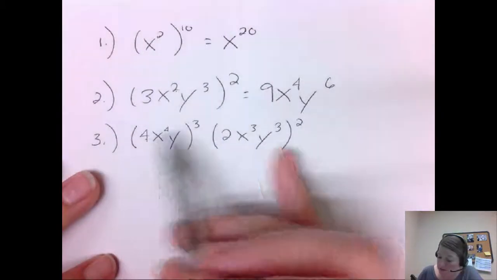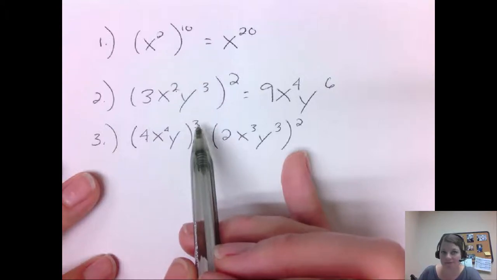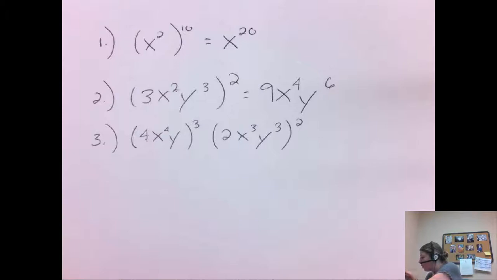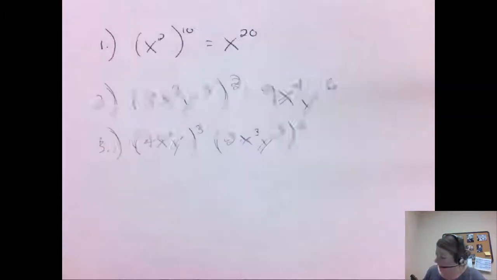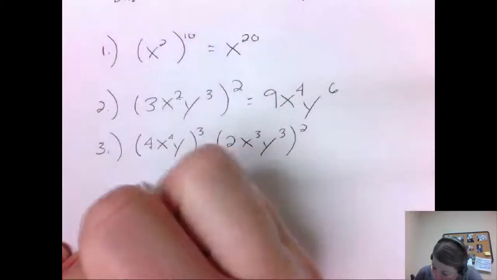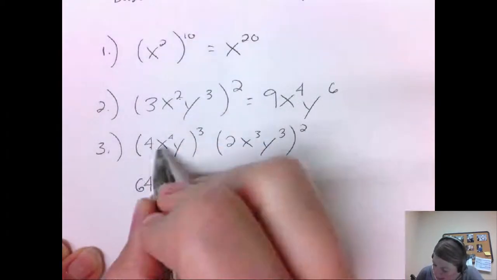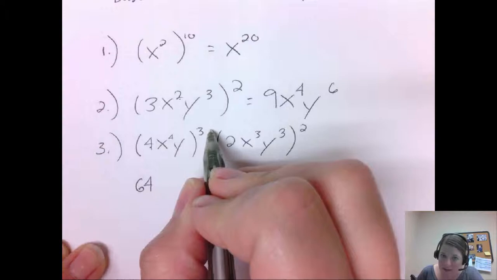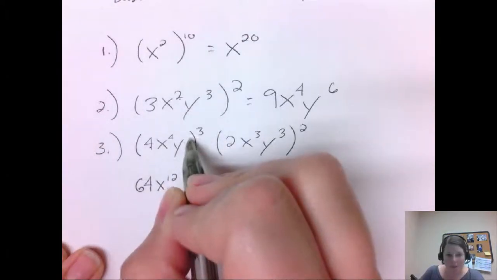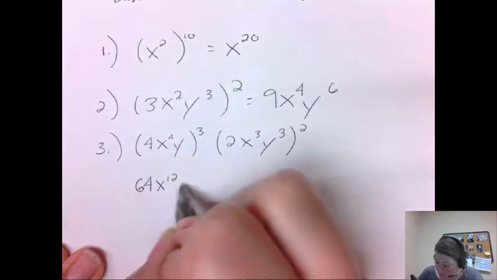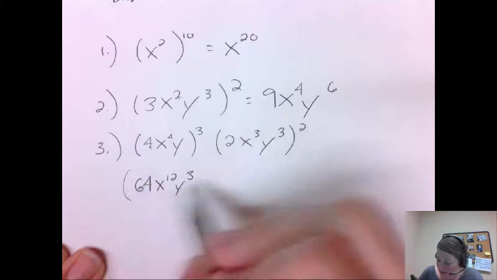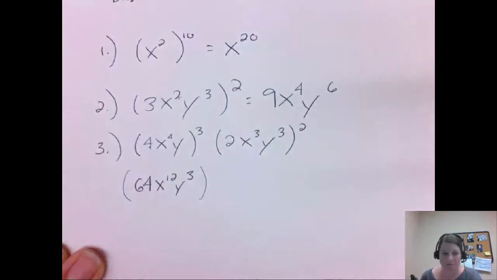So 4 to the 3rd. 4 times 4 times 4 is going to give you 64. All right, so then we're going to have 64, and then x to the 4th to the 3rd is going to be times those, so we're going to get 12. For y, it's like a 1 times a 3, so you get y to the 3rd power. That simplified my whole first section.